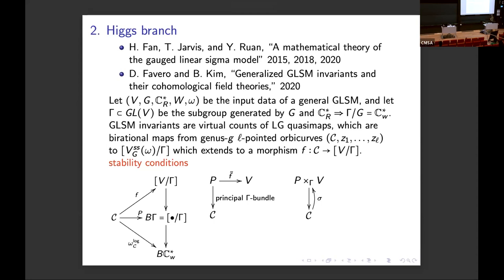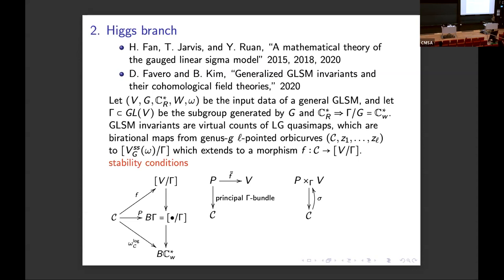So there's a map from V quotient by gamma to the classifying space of gamma. And this is a principal gamma bundle. And the condition is that, if we project further to this, which is a classifying space of C star, this morphism corresponds to a line bundle. So the condition tells us that this line bundle should be the log canonical of the orbifold curve. So this is equivalent to the following. The upper half of this diagram is equivalent to the following.